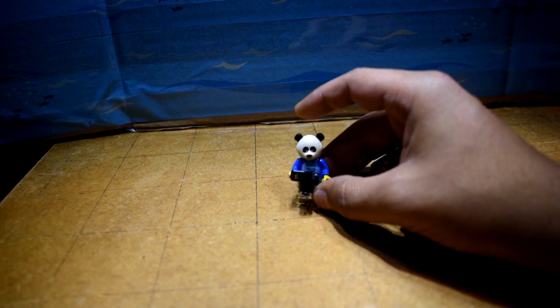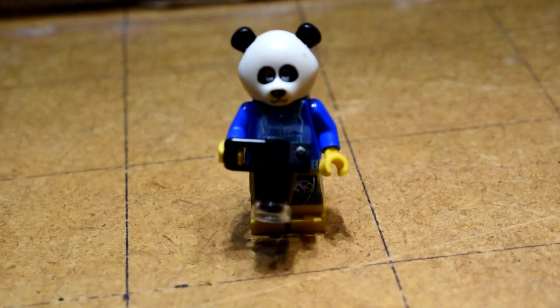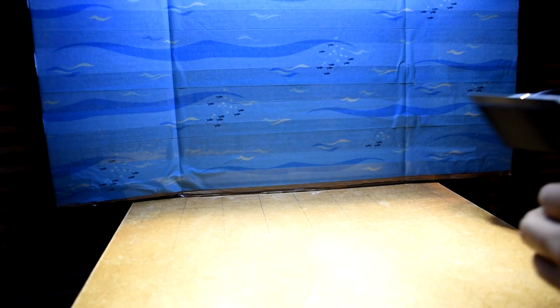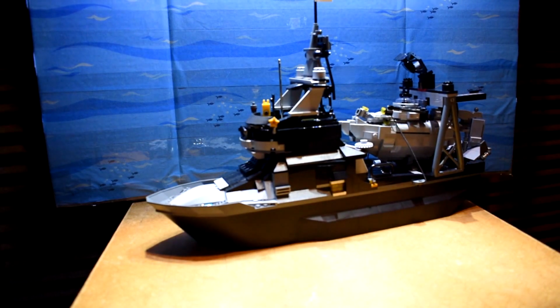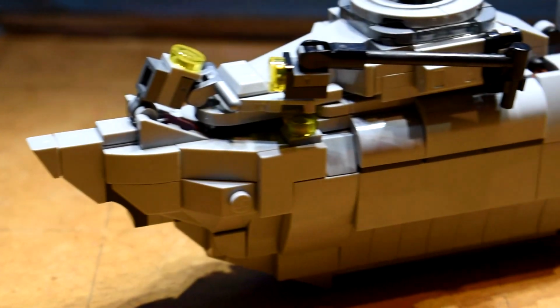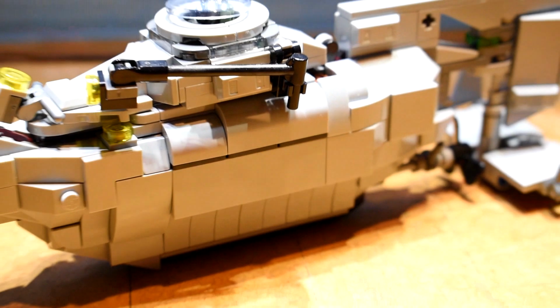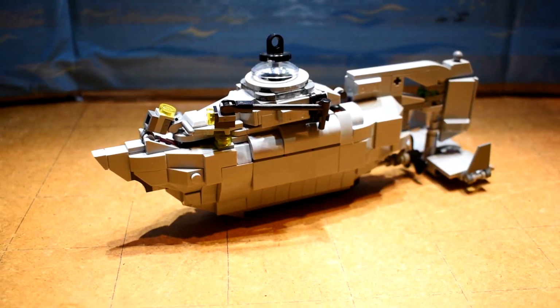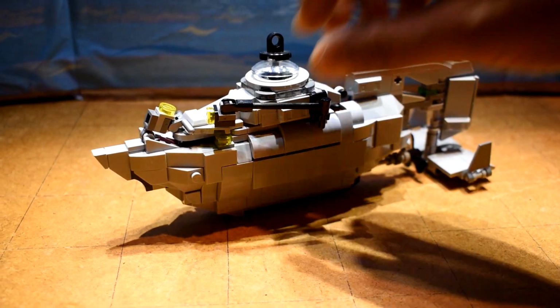Alright guys, today we're going to get into another mock review. And no, it's not a boat, but what the boat is carrying. Yes, I like submarines, and this is a German Biber, or Beaver, I don't know.